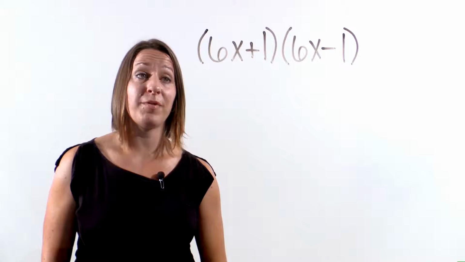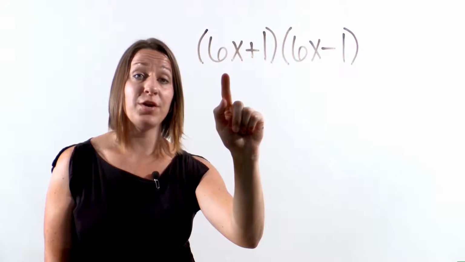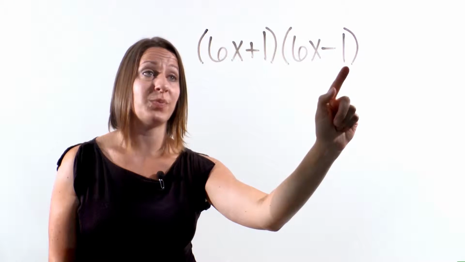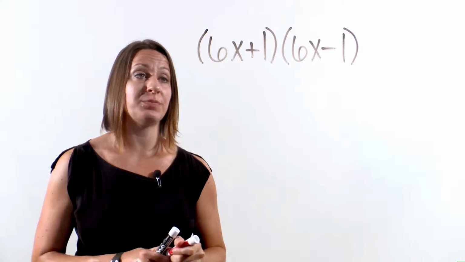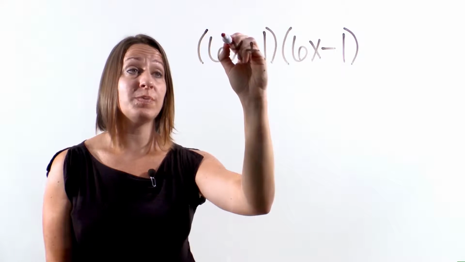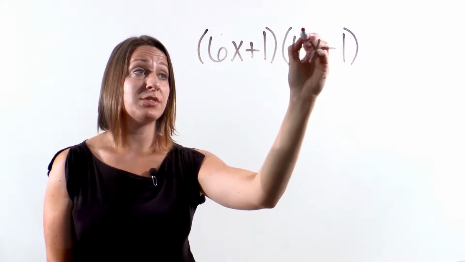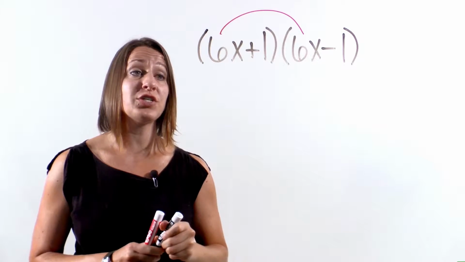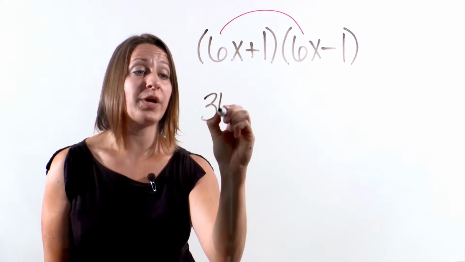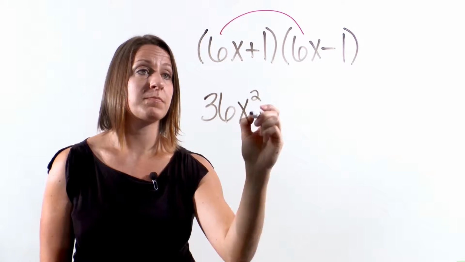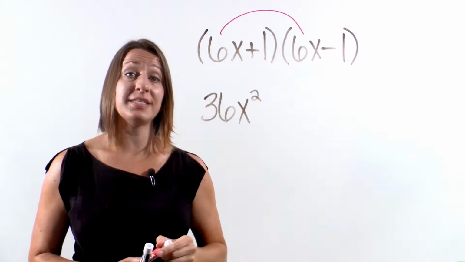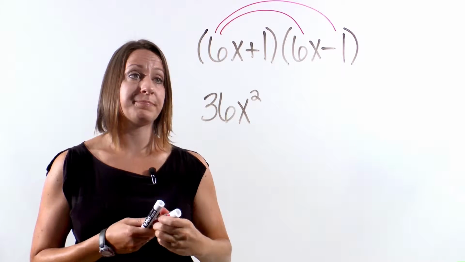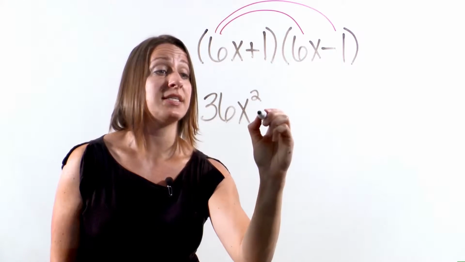Let's take a look at another problem. In this problem, we have the binomial 6x plus 1 times 6x minus 1. Let's multiply these two. We're going to first multiply the first term times the first term. 6x times 6x is a 36x squared. Next, we're going to multiply 6x times negative 1. That's going to give us a negative 6x.